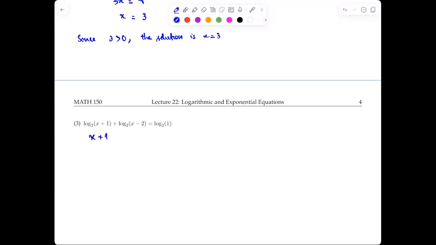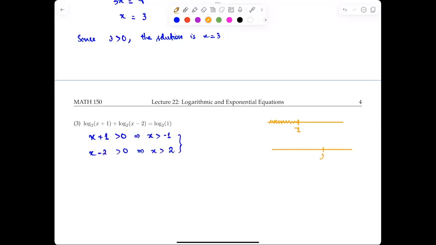You have x plus 1 greater than 0, or x greater than -1, and x minus 2 greater than 0, or x is greater than 2. Now combine these 2 domains together. So you have -1 here, right? x greater than -1. Here is 2, x greater than 2. So the intersection between these 2 domains is just x greater than 2.